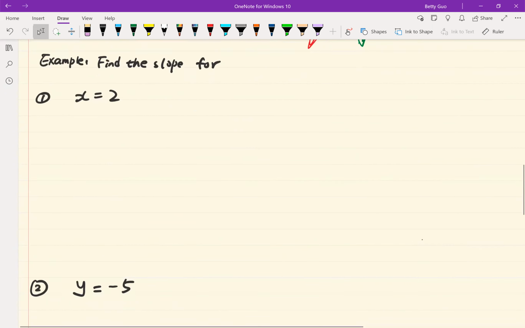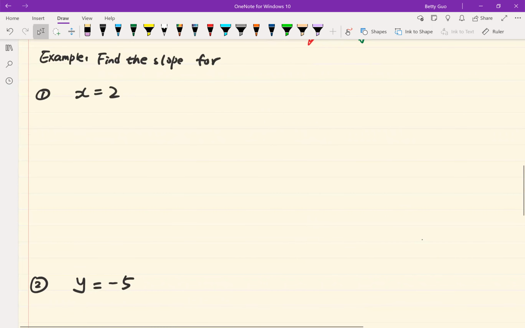Then let's see this example. Find the slopes for the following 2 straight lines. Let's see number 1. The equation is x equals 2. Determine if x equals 2 is a linear equation in 2 variables. We had this covered at least twice. I want to see if you remember that. Tell me please, is x equals 2 a linear equation in 2 variables?